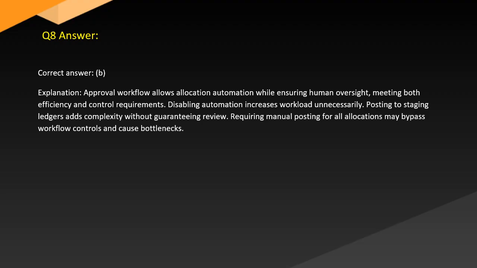Answer. Correct answer: B. Explanation. Approval workflow allows allocation automation while ensuring human oversight, meeting both efficiency and control requirements. Disabling automation increases workload unnecessarily. Posting to staging ledgers adds complexity without guaranteeing review. Requiring manual posting for all allocations may bypass workflow controls and cause bottlenecks.